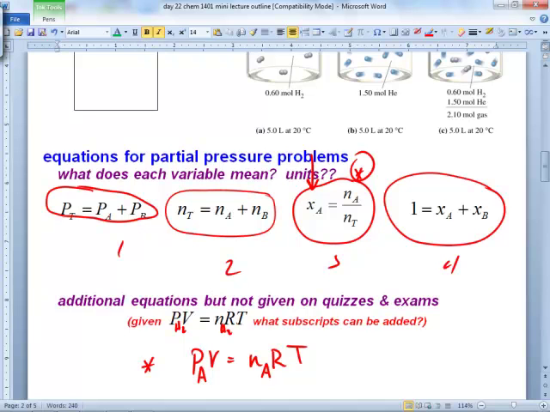That's the game that we're going to be playing a lot. So we're given four new equations, and then just realize how to play with partial pressures, how to get it. You put subscripts on the P and the N.